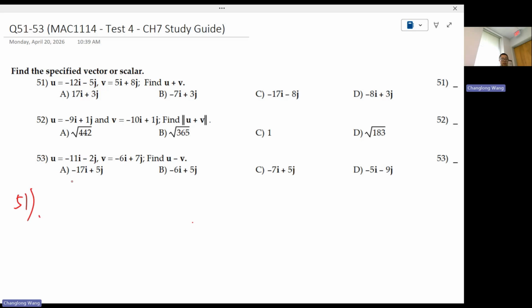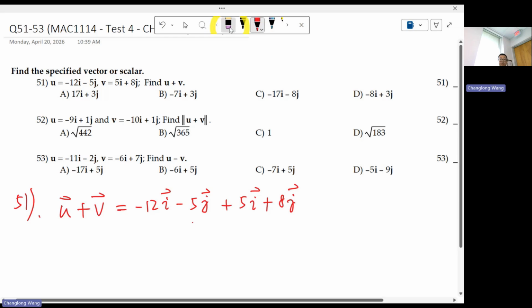So now take a look at letter 51. It's asking you to add up u and v. So I'll write it out. u plus v is, in terms of i and j, u is negative 12i minus 5j. Now v is 5i plus 8j. Without me telling you anything more, what do you think you should do to make it a bit simpler?